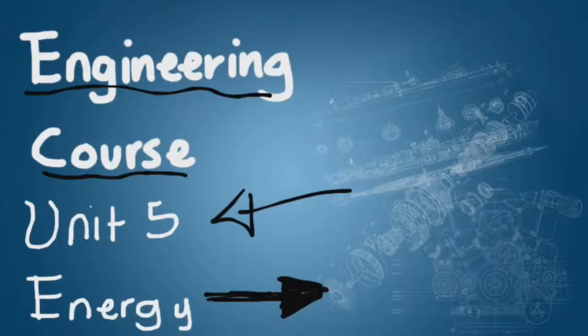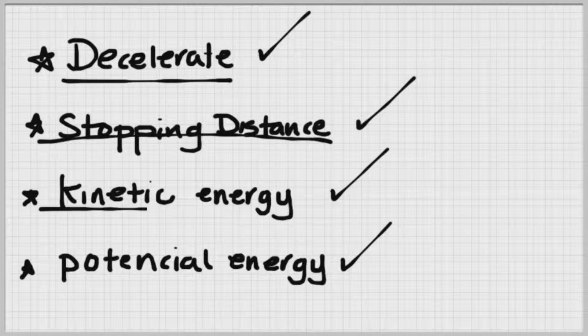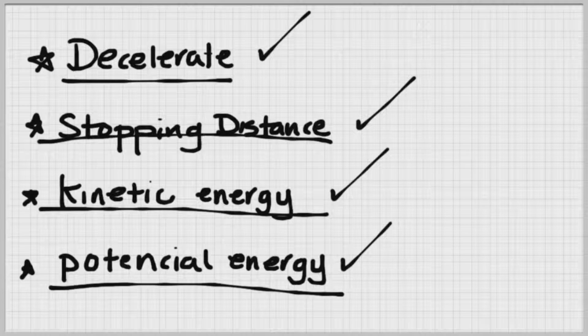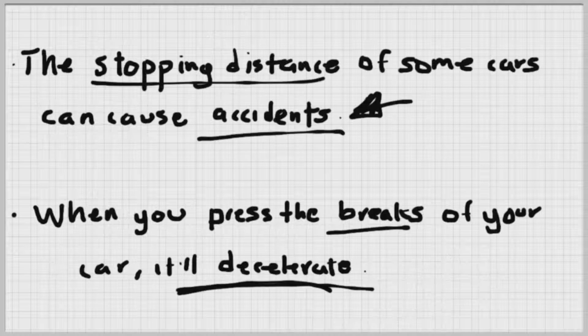So then again, we're checking Unit 5 for our engineering course. We're talking pretty much about energy. And we checked decelerate, stopping distance, kinetic energy, potential energy, force, and work. We provided some examples such as the stopping distance of some cars can cause accidents. When you press the brakes on your car, it'll decelerate.